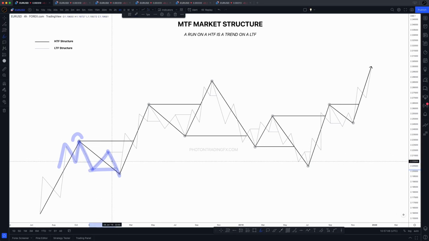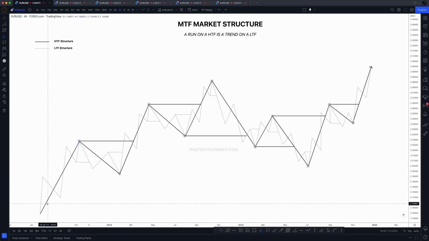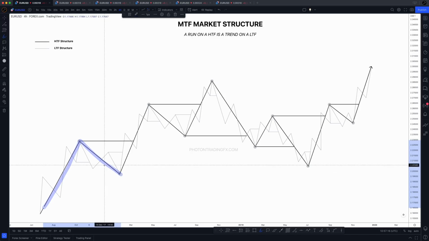But what we have to realize is because of the higher time frame, it's only a pullback, right? Because the higher time frame is bullish. We know it made a higher high. It's simply just pulling back. We have to understand that the lower time frame only switched bearish to facilitate that higher time frame pullback.